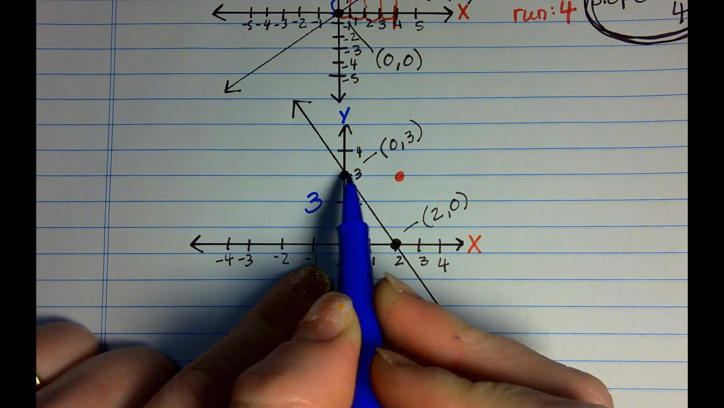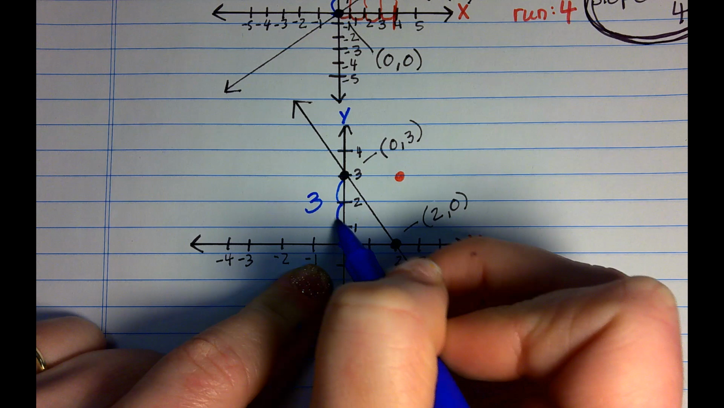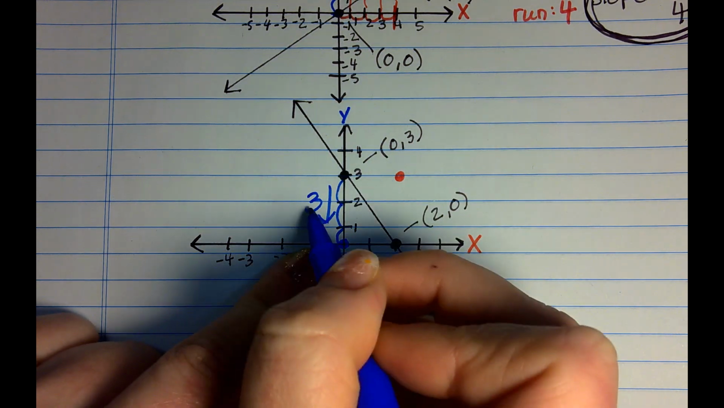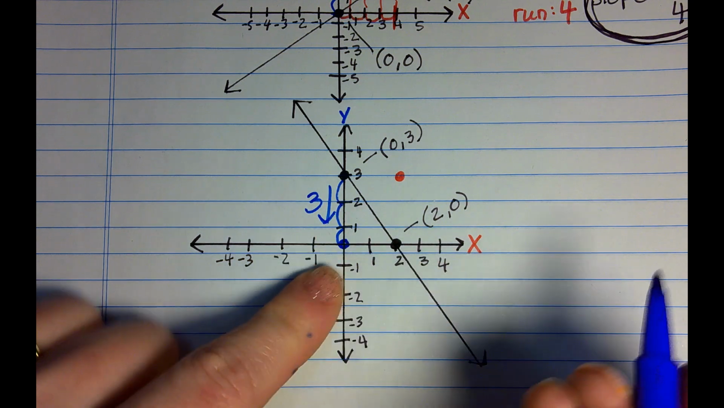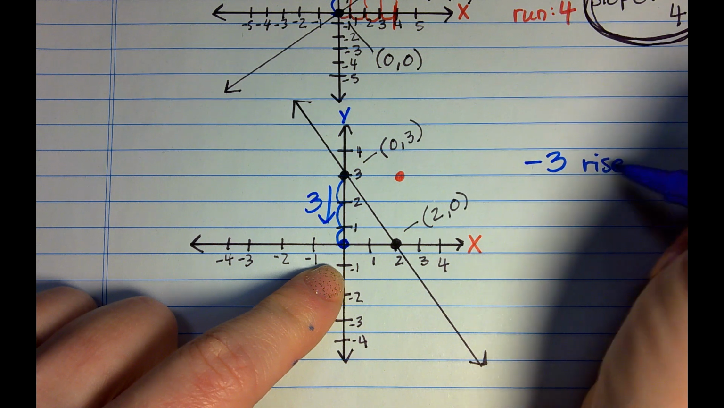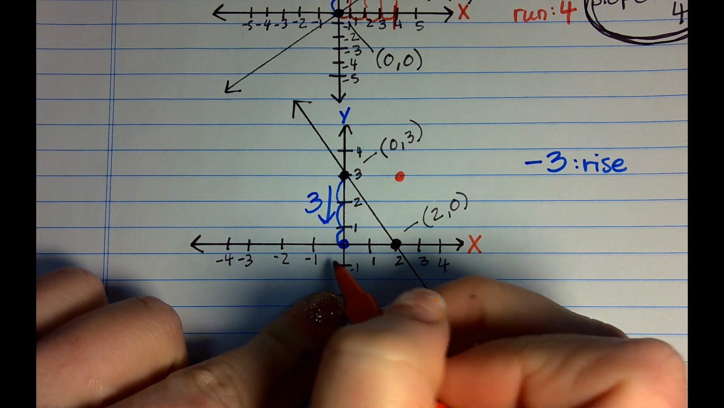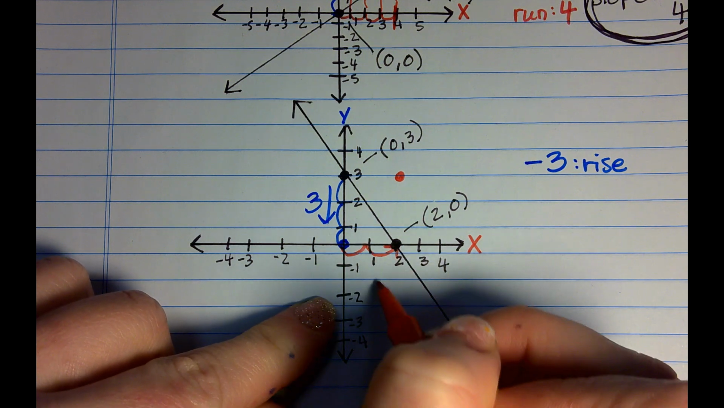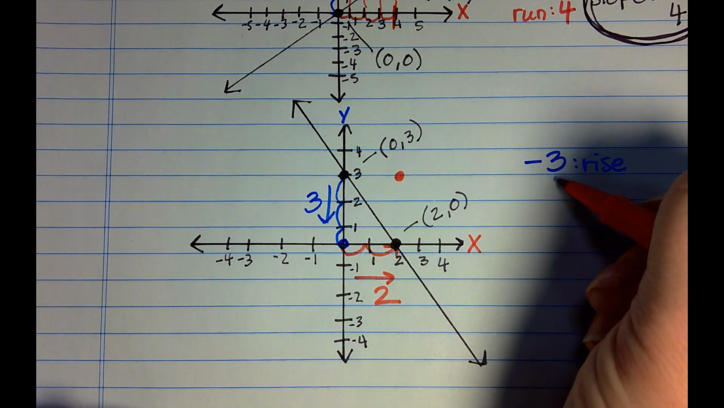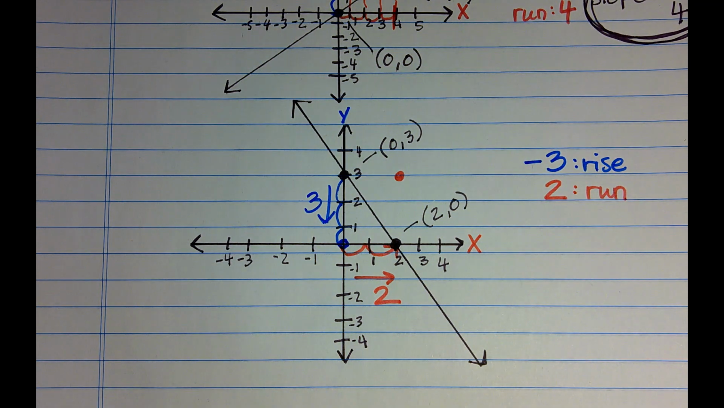Okay. I would start right here, and I would see how far down do I need to go. 1, 2, 3. Down 3. So since my rise, I went down 3, we have negative 3 as our rise. And our run, we just go from there over 1, 2. I went the wrong way. Yeah, and that's okay. That's okay. So now we have 2 for our run. So our slope is negative 3 over 2.